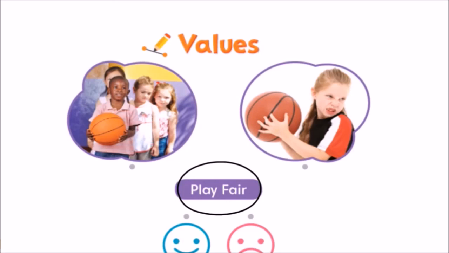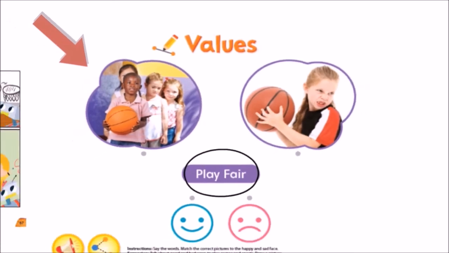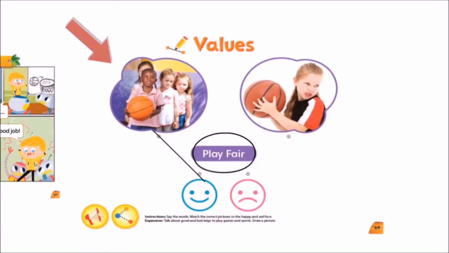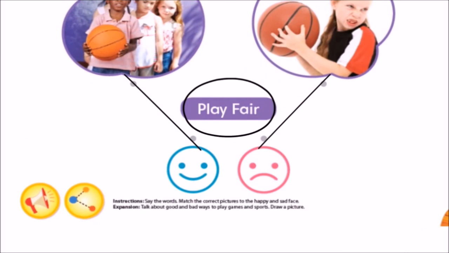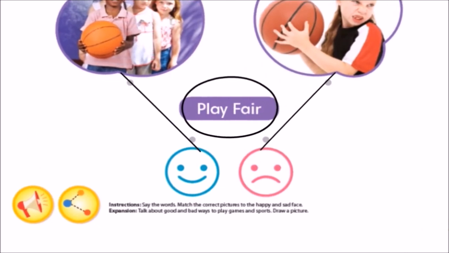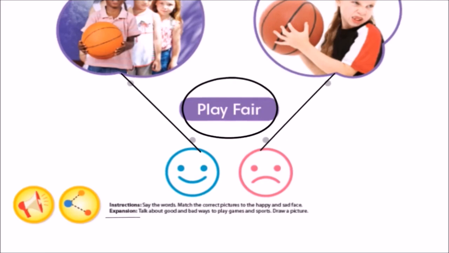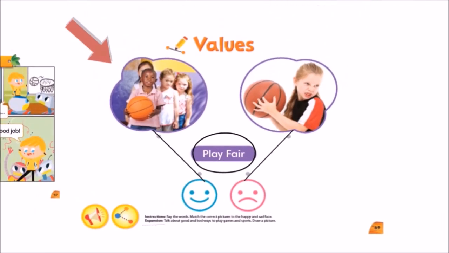You can ask the students to point at the picture that shows children playing fair and which one does not. Complete the matching activity accordingly. To wrap up, go ahead and complete the expansion activity, which says talk about good and bad ways to play games and sports. And then they can move on by drawing a picture.